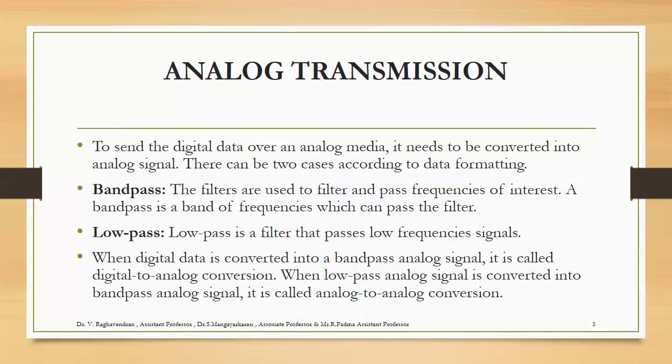When digital data is converted into a band pass analog signal, it is called digital to analog conversion, because the digital data is converted into analog format. The second category, when a low pass signal is converted into band pass, it is called analog to analog conversion.